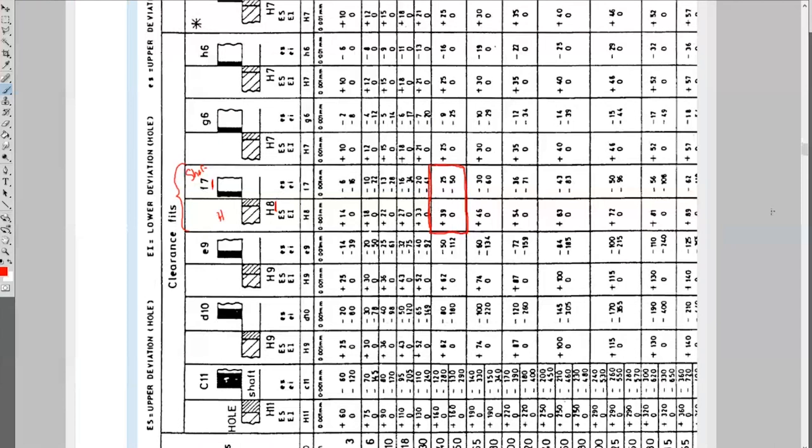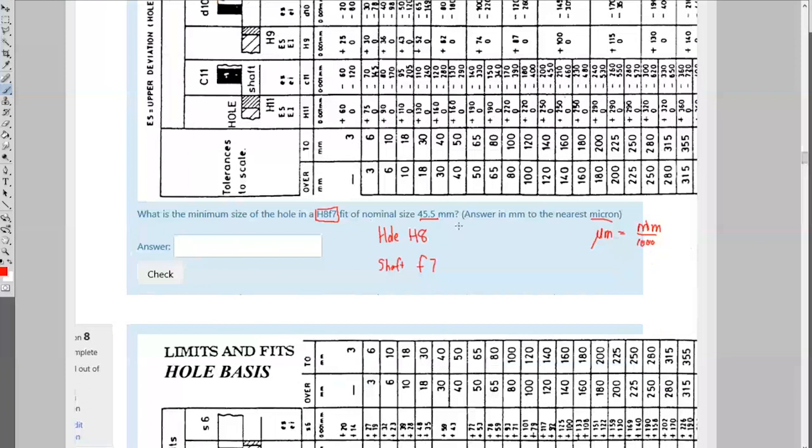So the hole is plus 25 up to plus 50. And the shaft is on size to minus 39 microns under size. Let's just double check that. 39, yeah. Okay, so once we've got the information, we can then copy that for the rest of the questions, I think.